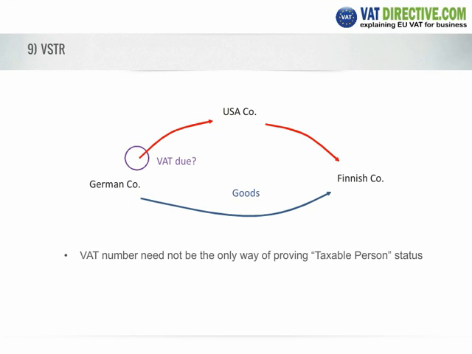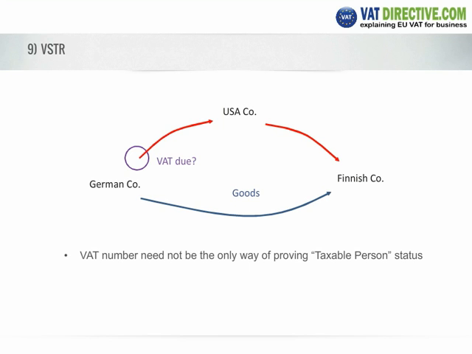Now, the European Court held that a VAT number need not be the only way of proving taxable person status. So in this particular case, it was correct to have it exempt with credit from Germany, even though the US company did not have an EU VAT number. There was sufficient evidence to prove that they were a taxable person. Now, obviously, this case just focuses on the German company. It doesn't look at the Finnish provisions.